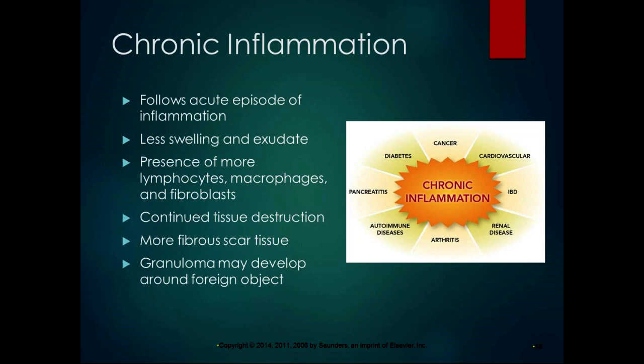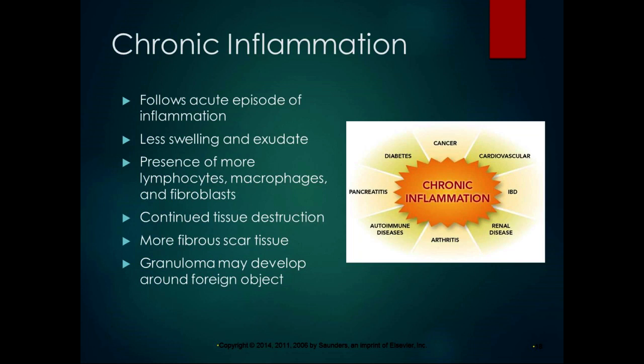You get continued tissue destruction because you still have the setup for that. And you get development of more fibrous scar tissue because the more tissue is destroyed, the more scar tissue is built up. And a granuloma, which is basically a scar tissue capsule almost, might develop around a foreign object. So say that you had a splinter that went deep into your hand and the outer part was removed, but there's still a piece in there. You might also develop that scar tissue, fibrous scar tissue, around that foreign object.